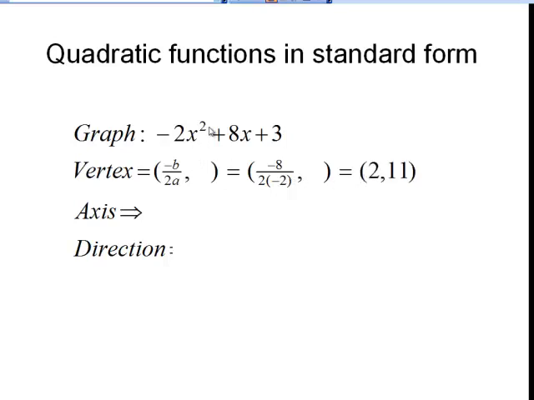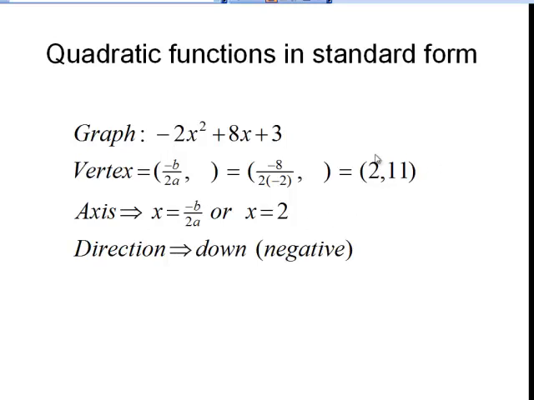And you take that 2 and you plug it in up here at the top. 2 squared is 4, times 2 is negative 8. 8 times 2 is 16. So you have 16 minus 8 plus 3. That turns into 11, and that is your vertex. Now, to get the axis, that's the x number. X is equal to negative b over 2a, or just look at this point, 2. And then the direction, since it's minus in front, that means it's going to go down. And then from that information, you can take this point and go down and draw the graph. And that's all the information from section 1 that's new.